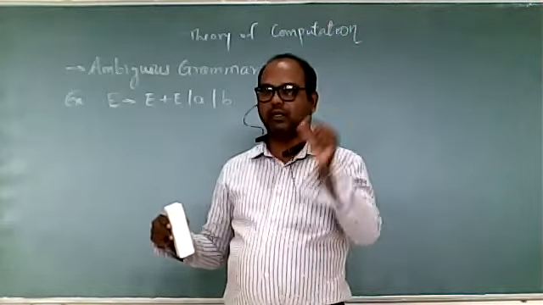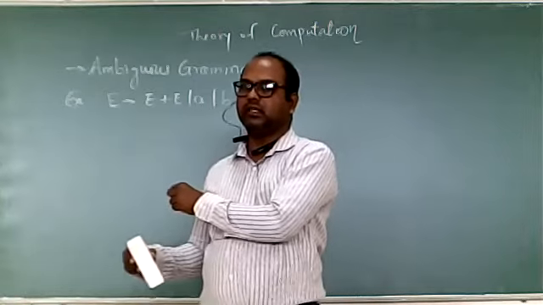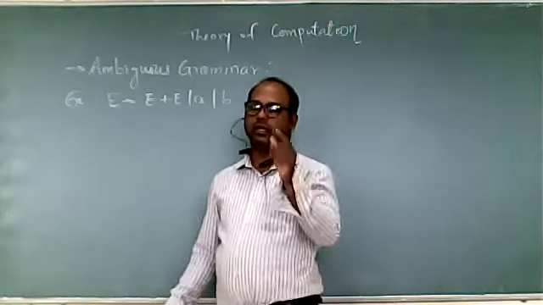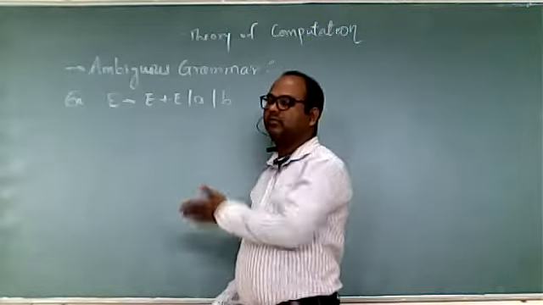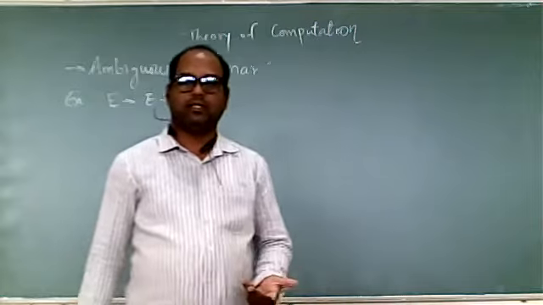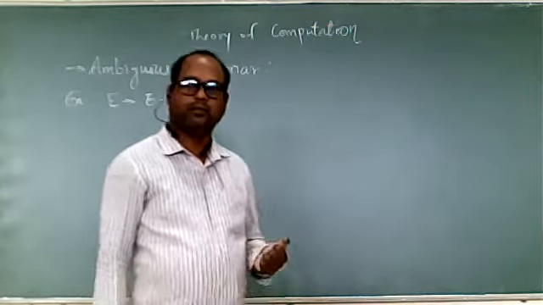The string is nothing but all the terminals. The string is nothing but all the leaf nodes, which we call terminals, and from left side to right side we will make the string. So these are the two ways of representing the CFG, context-free grammar.